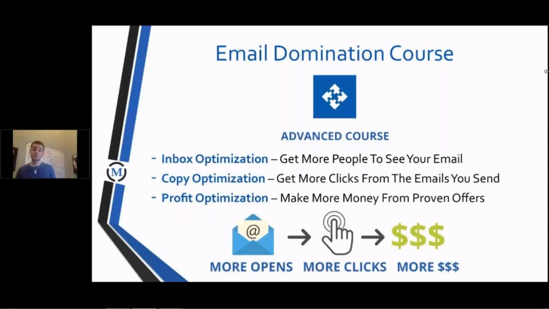Now, in the advanced module, what I do is I talk to you about a word that's near and dear to my heart. It's called optimization. Write that down. The key to long-term success is optimization. And what I do inside of this advanced course is I show you, you've got your profit cycle ready, all this stuff. Look, here's how to get more people to see your emails. That's inside of inbox optimization. Copy optimization. This is how to put words inside of your emails that will get you more clicks. And then profit optimization. This is how to find the offers that are going to make you the most money.